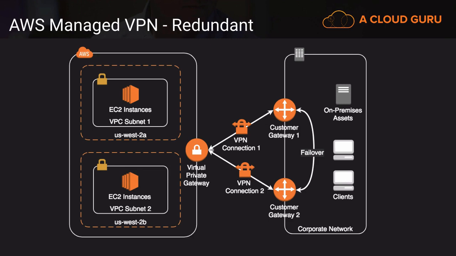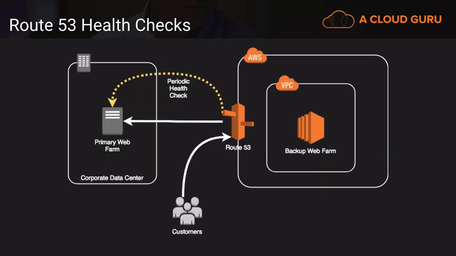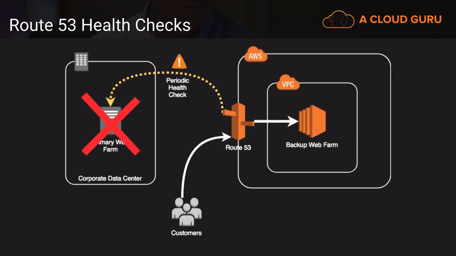Here's an example of a redundant connection for VPN. And as you can see, we're handling the failover on the customer side. In this case, we can use Route 53 to do a health check and then redirect traffic if our primary web server fails.